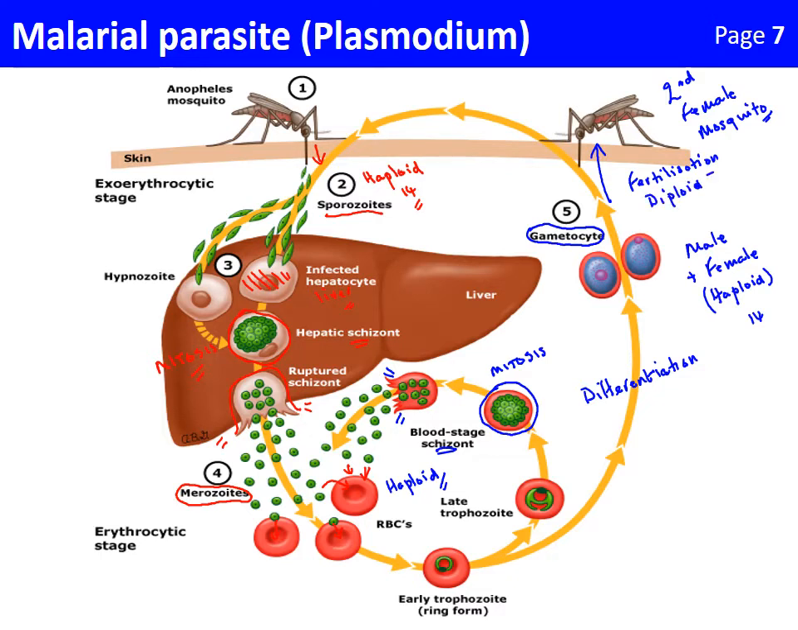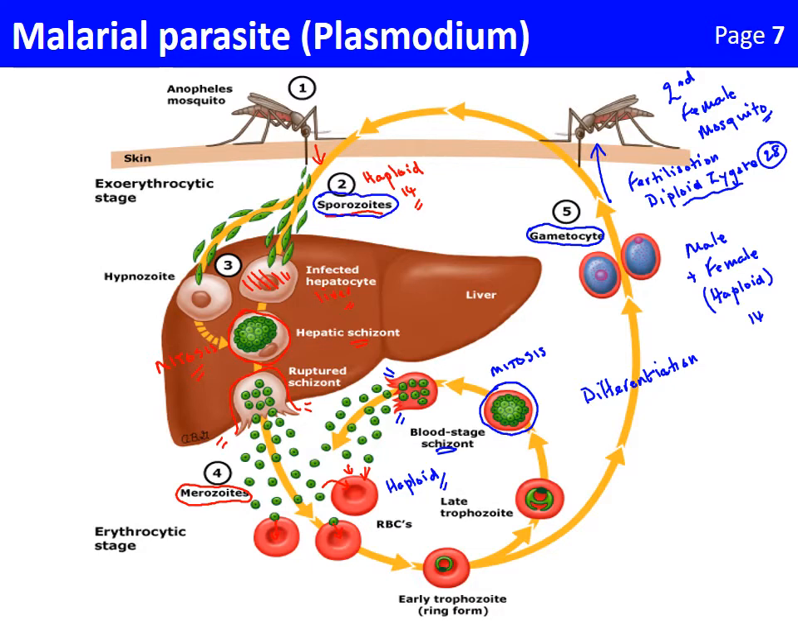So fertilization occurs in the stomach of this mosquito, and we get a diploid zygote. Now, this diploid zygote, so it's got 28 chromosomes now inside its nucleus, will undergo several different stages, but then it undergoes meiosis, and this will form new haploid cells that migrate to the salivary gland of the second female mosquito, and they are what we started with earlier, called sporozoites.